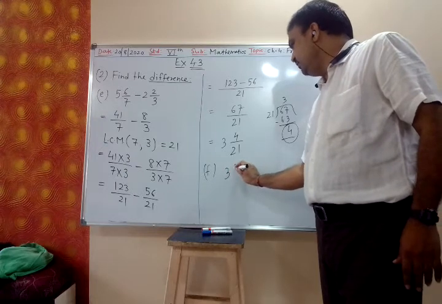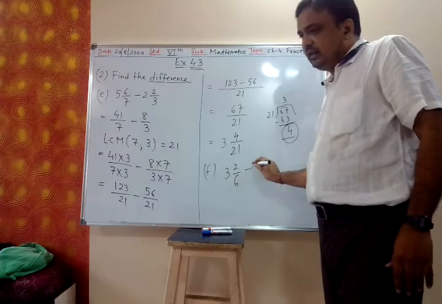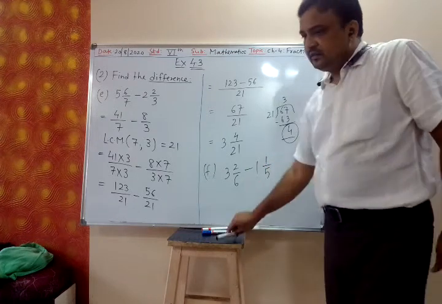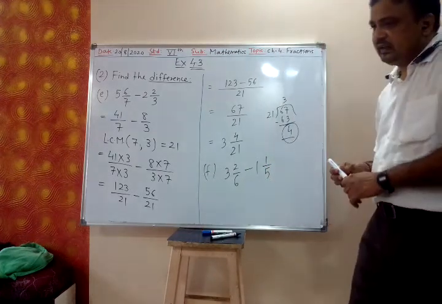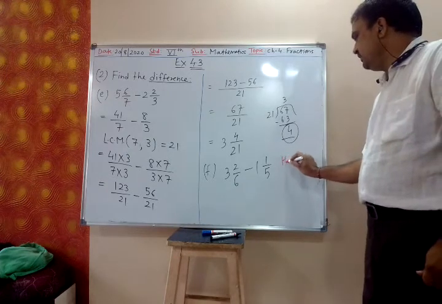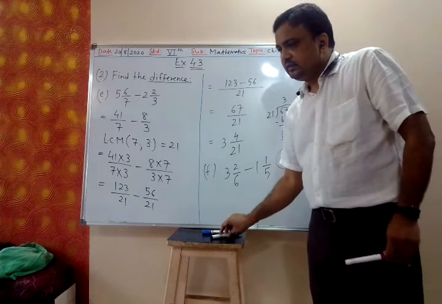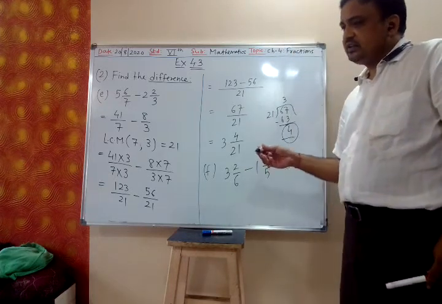So 3 and 2 upon 6 minus 1 and 1 upon 5. So 3 and 2 by 6 minus 1 and 1 upon 5. This will be homework, F. Same problem. Then G and H.